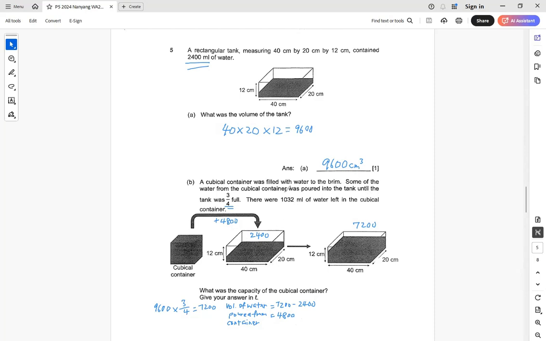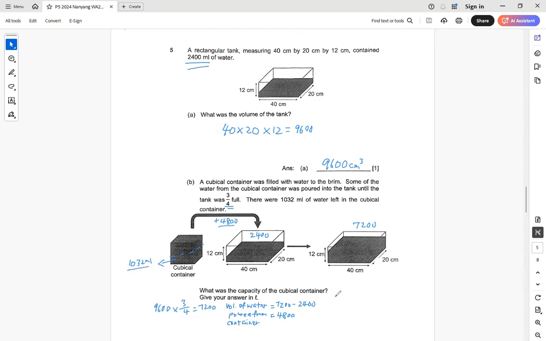Then the question actually says there was 1032 ml of water left inside. So after you pour, this one I don't know how much at first. But after you pour 4800, there is 1032 ml left. So to find the original capacity, which is the volume, you just take the leftover, you add the water that was being poured.